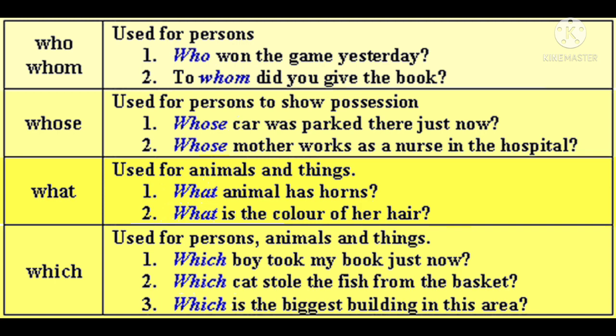Which interrogative pronoun, we will use which form, that is used for persons, animals and things as well. Examples: which boy took my book just now? Which cat stole the fish from the basket? Which is the biggest building in this area? Students, you can notice that whenever you write interrogative sentences, you should put a question mark at the end. In other words, interrogative pronouns are used for asking questions.